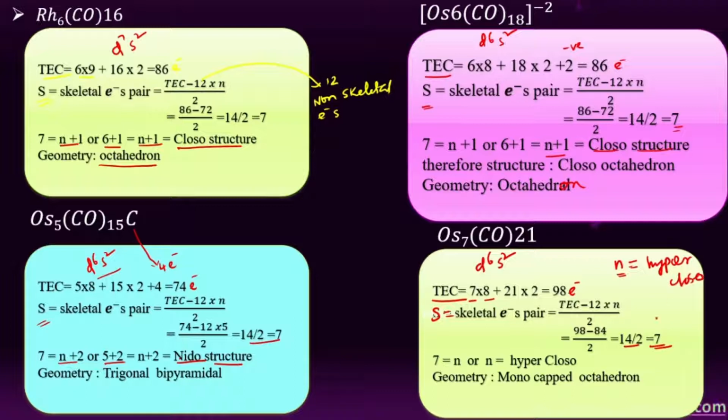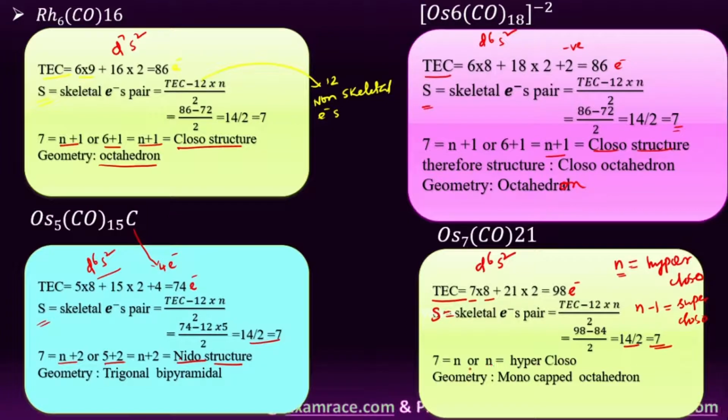Hypercloso structure. If the number of skeletal electron pairs is equal to n minus 1, so that is S equals n minus 1, then generally it is a super closo. This is very, very important. If it is n, it is hyper closo. If it is n minus 1, super closo, right?